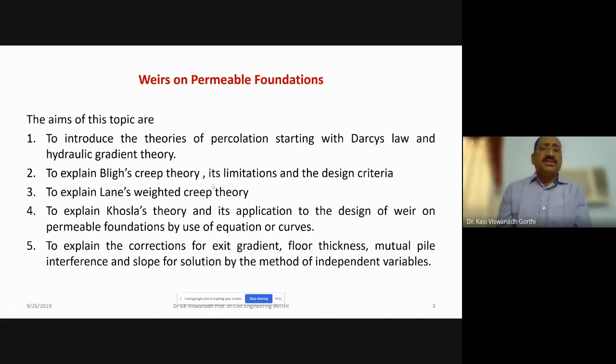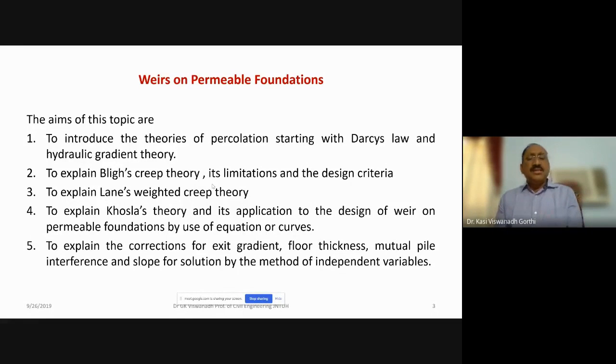The aim of this topic, weirs on permeable foundation, is to introduce the theories of percolation, namely Darcy's law and the hydraulic gradient theory, and to explain Bligh's creep theory. What is this creep? It is the movement of the flow of water. We discuss creep theories and Bligh's creep theory, its limitations, and the design criteria used in it. Then Lane's weighted creep theory and Khosla's theory, and the application of Khosla's theory for the design of a weir on a permeable foundation.